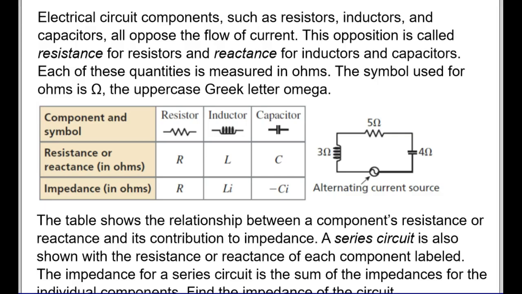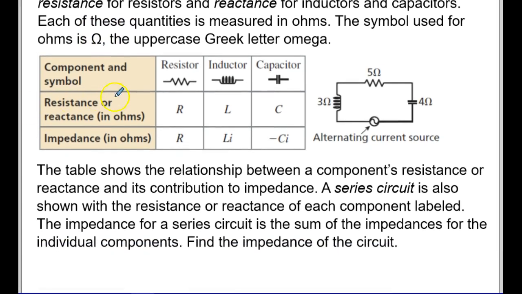Okay. So here we can have some of our real-world problems. So we have some electrical circuit components, right, such as resistors, inductors, and capacitors, all oppose the flow of current. This opposition is called resistance for resistors and reactance for inductors and capacitors. Each of these is measured in ohms. And we use this omega, this capital omega, to show that.